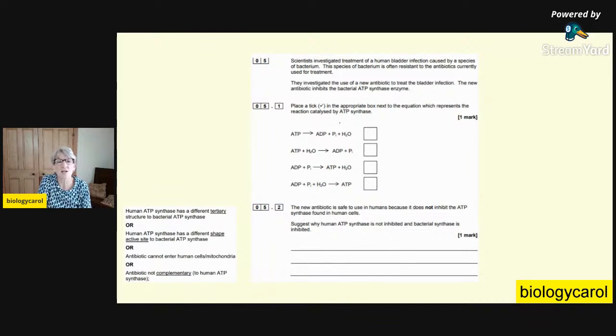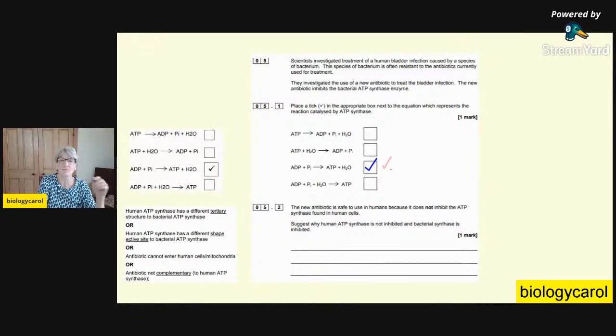Oh, the reaction that is catalyzed by ATP synthase. This is making ATP. So therefore, you are producing water as this reaction happens. So therefore, it is this answer. And that was right.